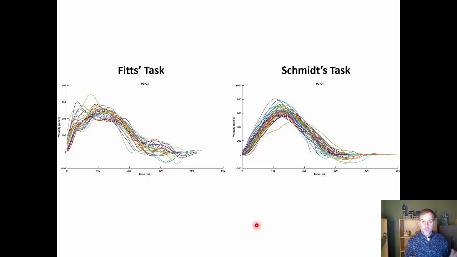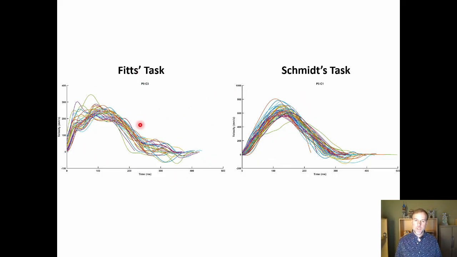So Carlton looked at the trajectories in his two conditions, and he wanted to see, were they smooth or were they jagged? If they're smooth, it suggests open loop control, and if they're jagged, it suggests closed loop control. In Carlton's article, he does show some trajectories, but they're averages, and his motion capture is maybe not as good as we have nowadays. So I've replaced this with my own data from Schmidt's task, the video we saw, and then a previous experiment where we did Fitts' task.